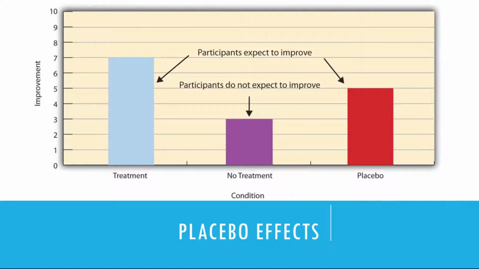It could be instead that participants in the treatment group improved more because they expected to improve, while those in the no treatment control condition did not. Fortunately, there are several solutions to this problem. One is to include a placebo control condition, in which participants receive a placebo that looks much like the real treatment, but lacks the active ingredient or element thought to be responsible for the treatment's effectiveness.